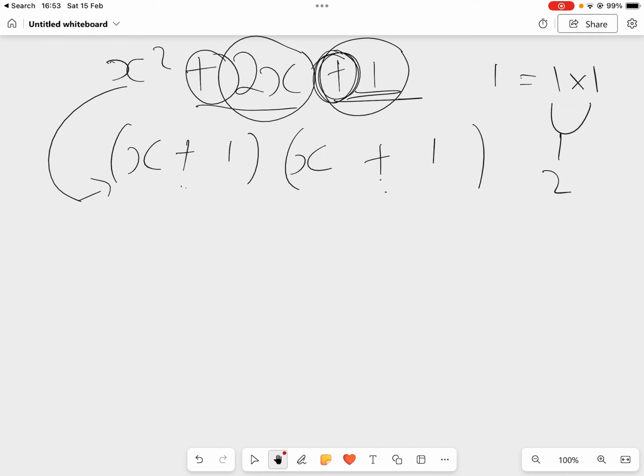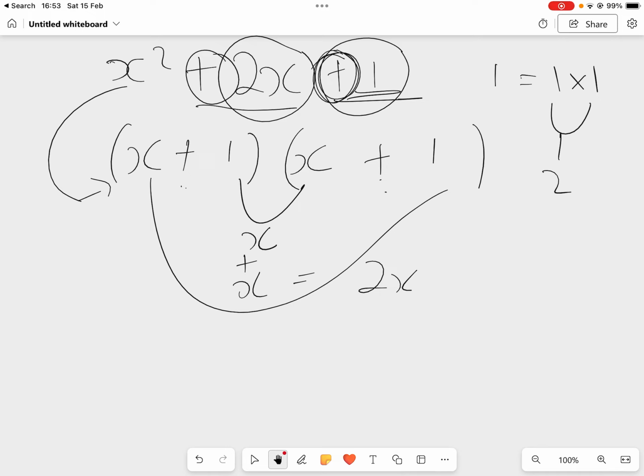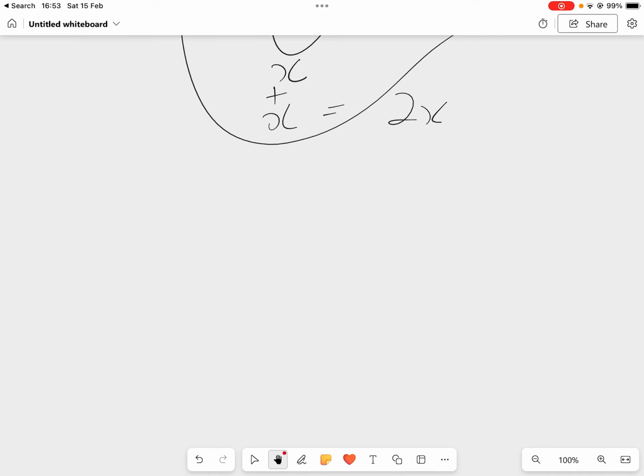To check if you have factorized correctly, you do the double-face method, whereby you say 1 times x is x, and then 1 times x is another x. These two you add, and you get 2x. So that's how you factorize the first one.